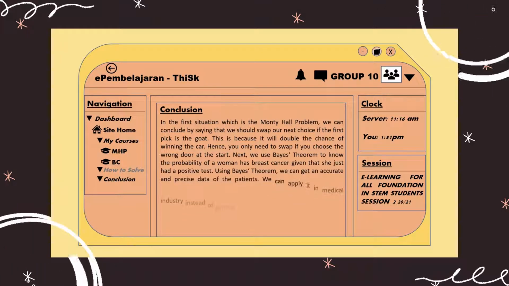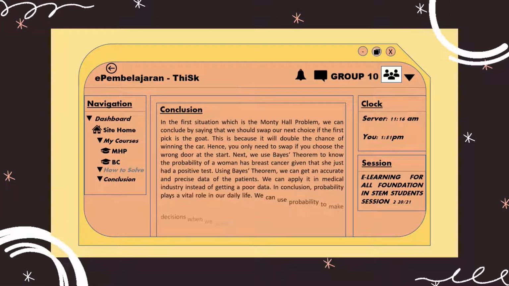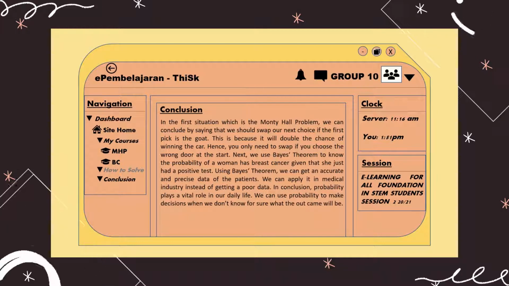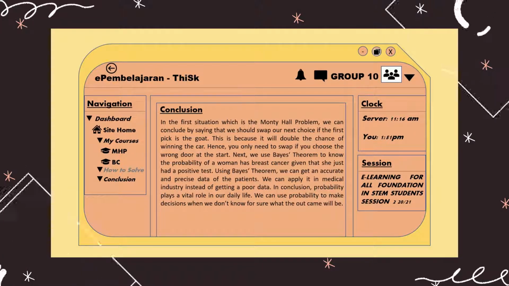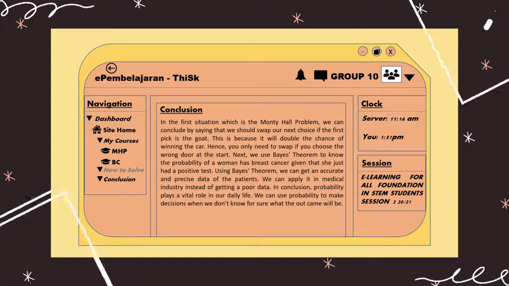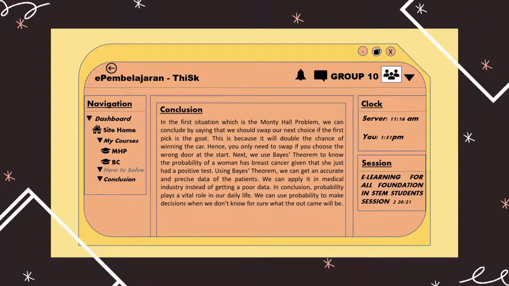Next, we use Bayes' theorem to know the probability that a woman has breast cancer given that she just had a positive test. Using Bayes' theorem, we can get accurate and precise data on the patient. We can apply it in the medical industry instead of getting poor data. In conclusion, probability plays a vital role in our daily life. We can use probability to make decisions when we don't know for sure what the outcome will be. That's all. Thank you.